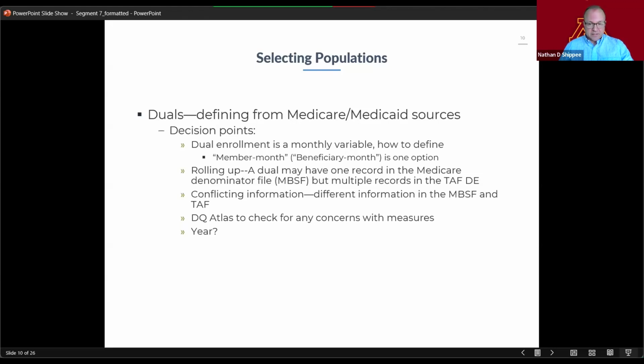We used the DQ Atlas to check for any concerns with measures, of course. And again, thinking about what years we want to look at. Different system shocks like Affordable Care Act expansion may or may not have an impact on some questions. In the case of duals, possibly. So just paying attention to years is another consideration. So we've got five or so considerations here. And again, the way that we approach these is not necessarily the way that everybody should.